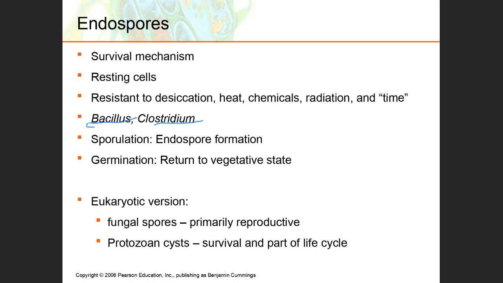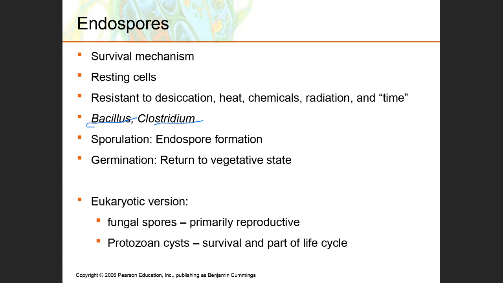So there are some pathogens which form spores, and we'll talk about those later on in the course, like Clostridium tetani, which causes tetanus, or Clostridium difficile, which is C. diff. And so those organisms produce spores. Bacillus is an excellent spore former, and all the members of the genus Bacillus make spores.